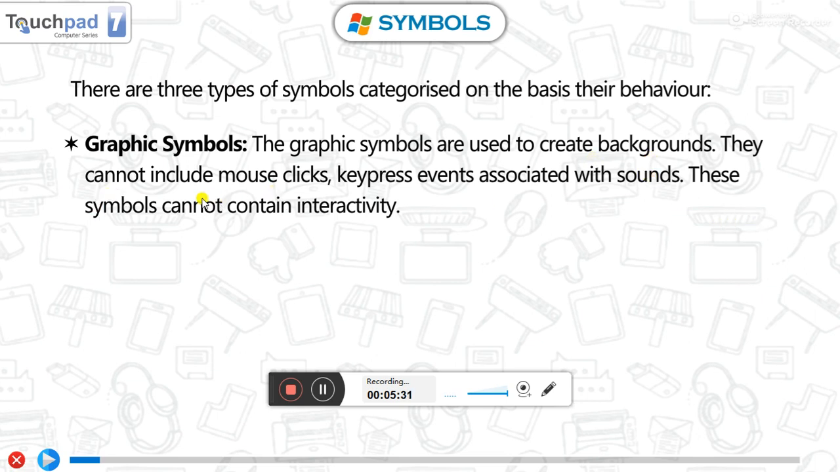They cannot include mouse click, meaning a graphic symbol cannot respond to mouse clicks or key press events associated with sound. These symbols cannot contain interactivity. It cannot interact with the mouse. You can't perform any action by clicking the mouse, pressing any key, etc. That's why this is called your graphic symbol.